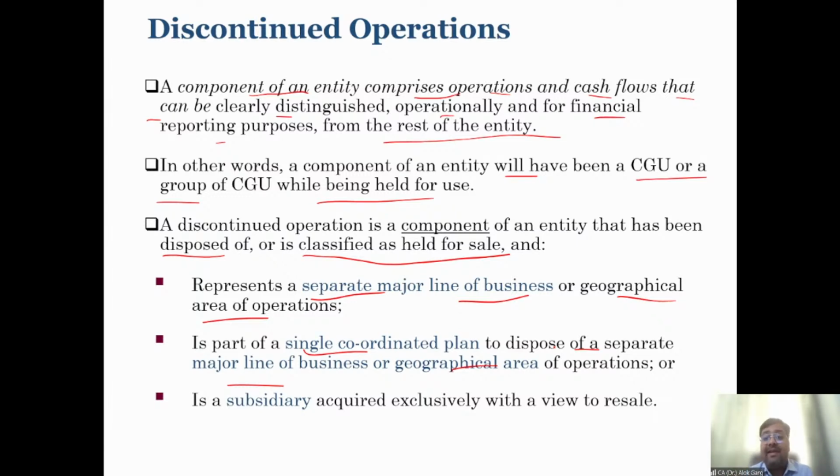Or a subsidiary acquired exclusively with a view to resale. The entity has acquired a subsidiary and the intent is to resell that subsidiary. So it is again considered as a discontinued operation.